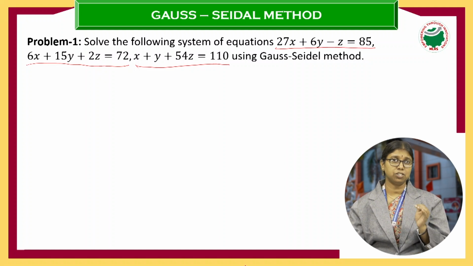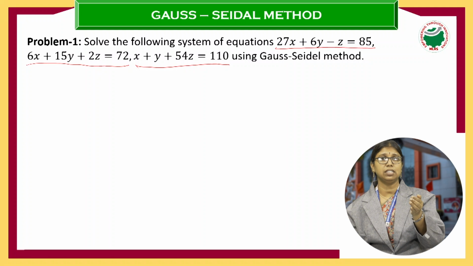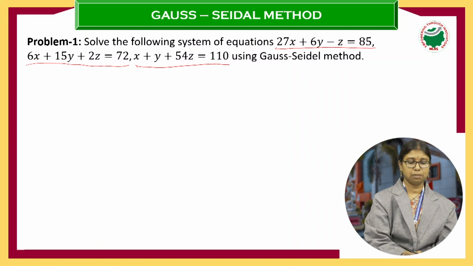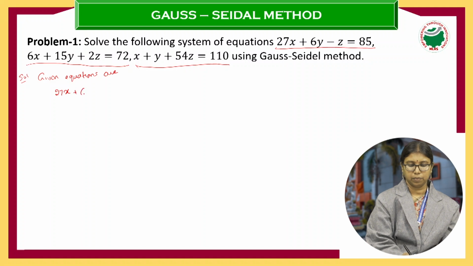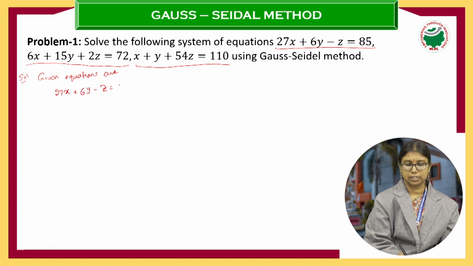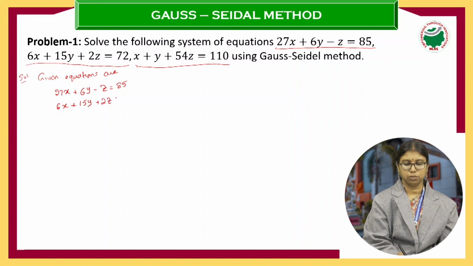So what is the first step? First you have to verify whether the given equations are diagonally dominated or not. So first I am taking the equations. The given equations are 27x plus 6y minus z equal to 85, 6x plus 15y plus 2z equal to 72, x plus y plus 54z is equal to 110.